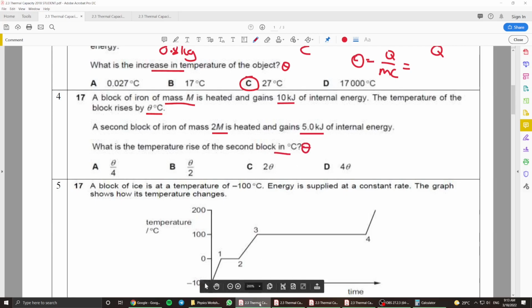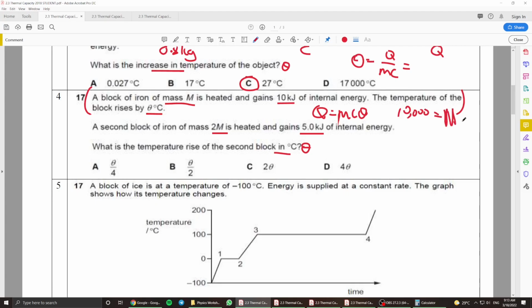Now there are two ways that you can do this. The first method is relatively easy. It's by comparing two of the equations. Looking at the first statement here, I can form the equation Q equals mc theta, right? In this case, it will be 10,000 joules equals M, capital M, then C, specific capacity of iron, and the theta given here.